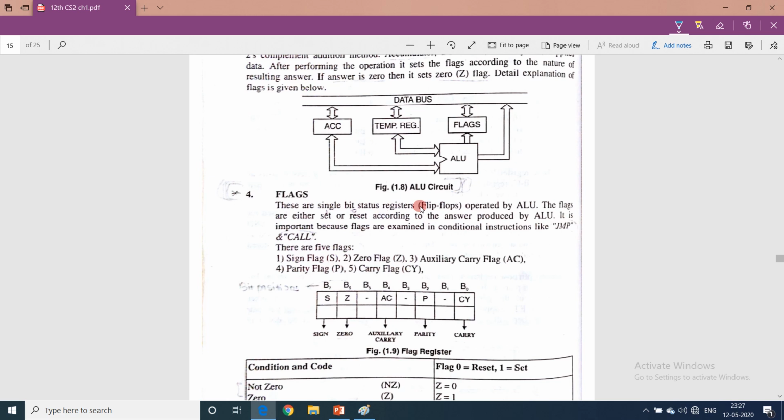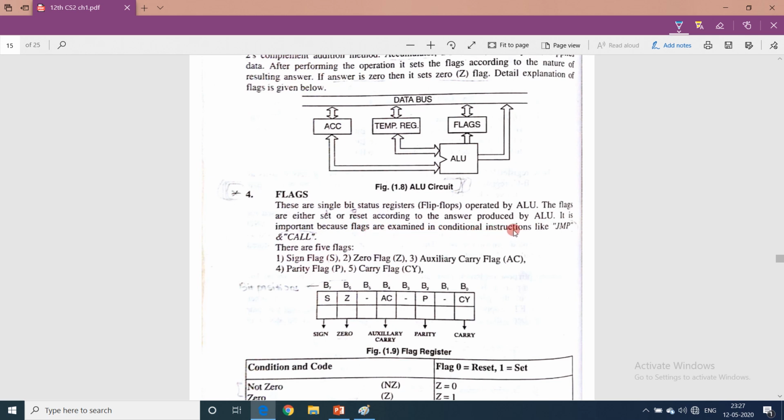A flip-flop is a circuit that has 2 states and can be used to store state information, either 0 or 1, operated by the ALU. I hope by now you have understood this sentence: the flags are either set or reset. Set means 1, reset is 0, according to the answer produced by the ALU. It is important because flags are examined in conditional instructions.